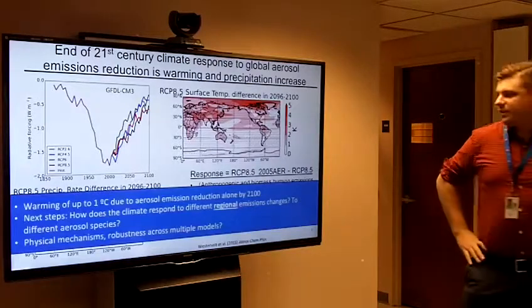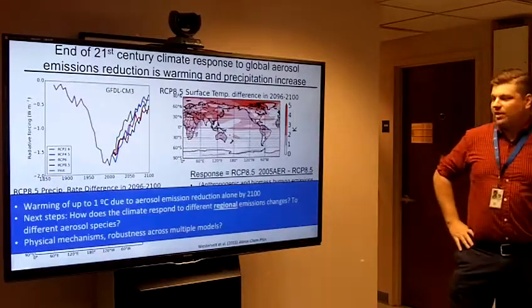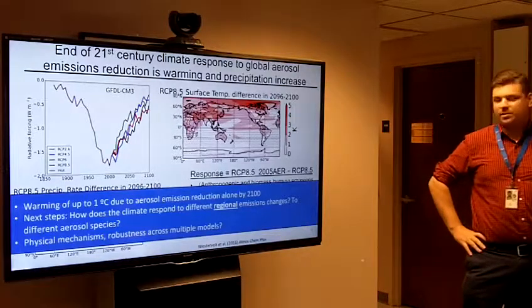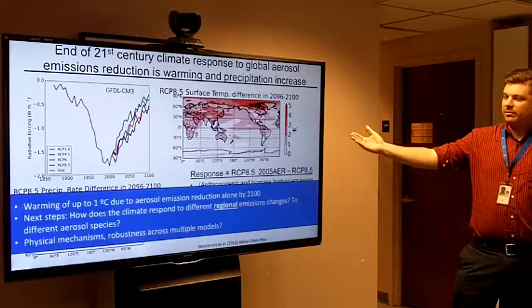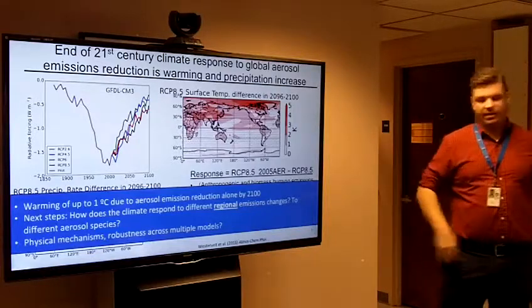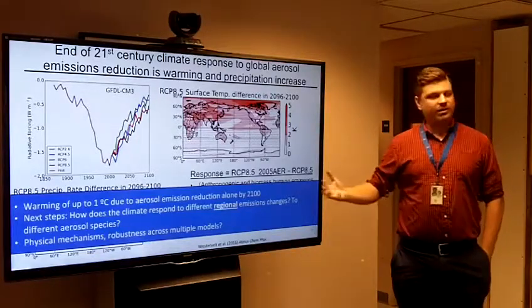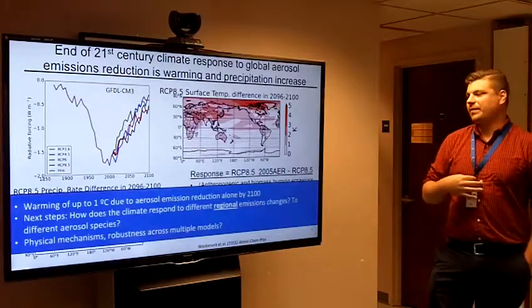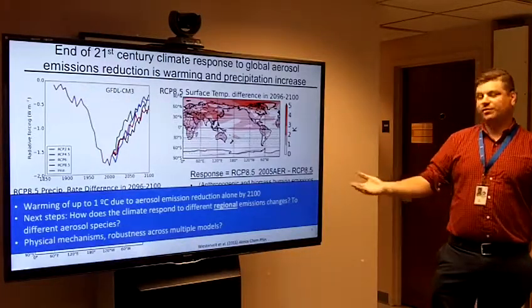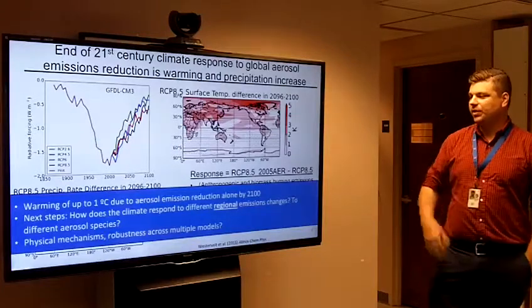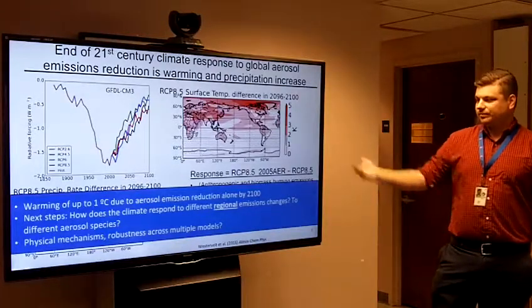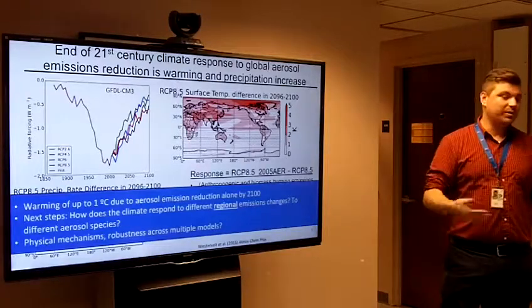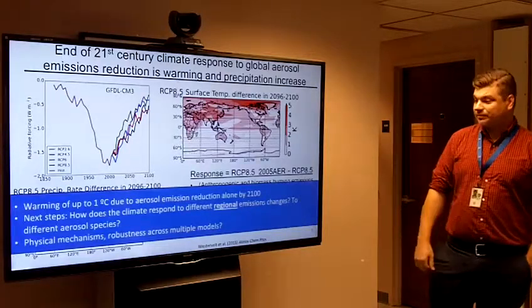But the take home of this is that there could be warming of up to 1 degree Celsius due to aerosol emission reductions alone by 2100. This is just with one model, but there have been studies since then and past studies that have found similar numbers, anywhere from 0.5 degrees Celsius to 1 degree Celsius in different models just from these aerosol reductions by 2020. So this is an unintended consequence of removing the air pollution impacts on human health.